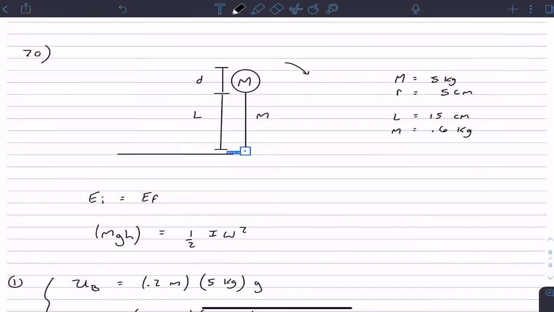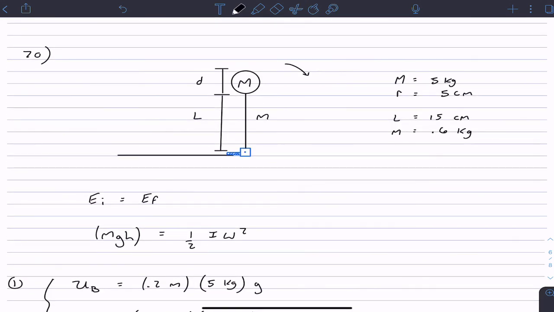Part B. Part B says find the final angular speed of the ball when they reach the horizontal position, right? So we have a value for kinetic energy at that point. We want to take half I omega squared, and we need to find I for this system, and that's probably the trickiest part about it.